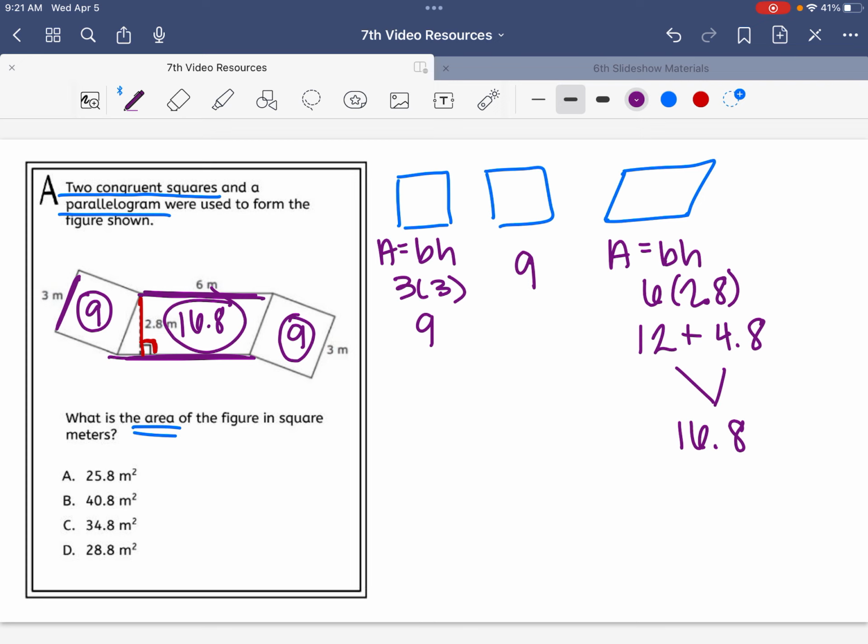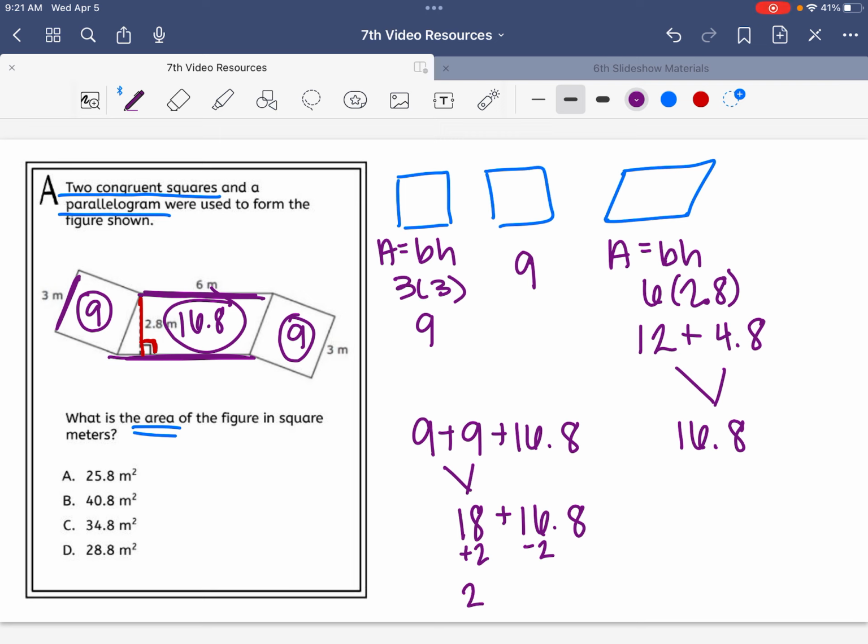So to find the area of the whole thing, all we do is take the sum now. I know 9 plus 9 plus 16.8 will be the sum of the whole area. 9 and 9 makes 18. So now I have 18 plus 16.8. And what I'm going to do is take 2 away from 16 and 8/10 and give it to 18. So if I take 2 from here and I move it over, I'm just sharing.